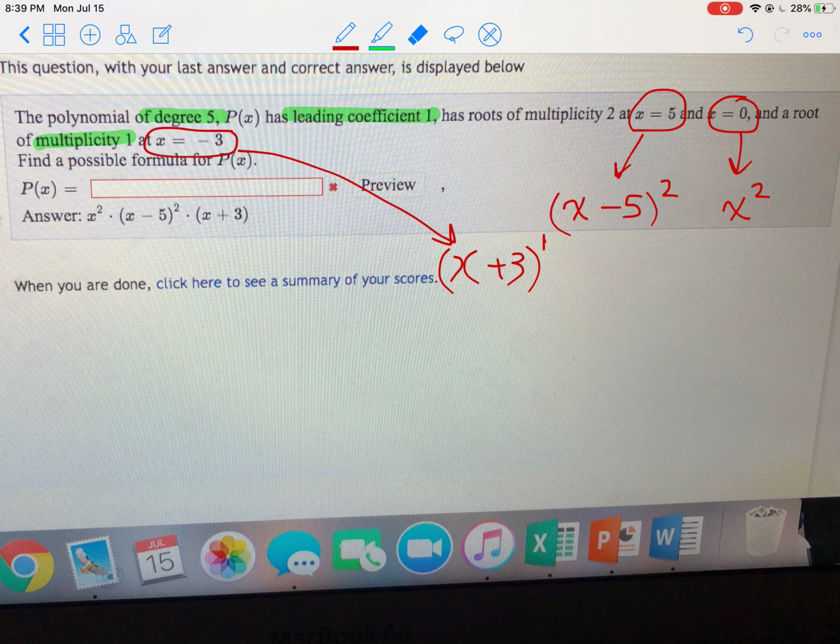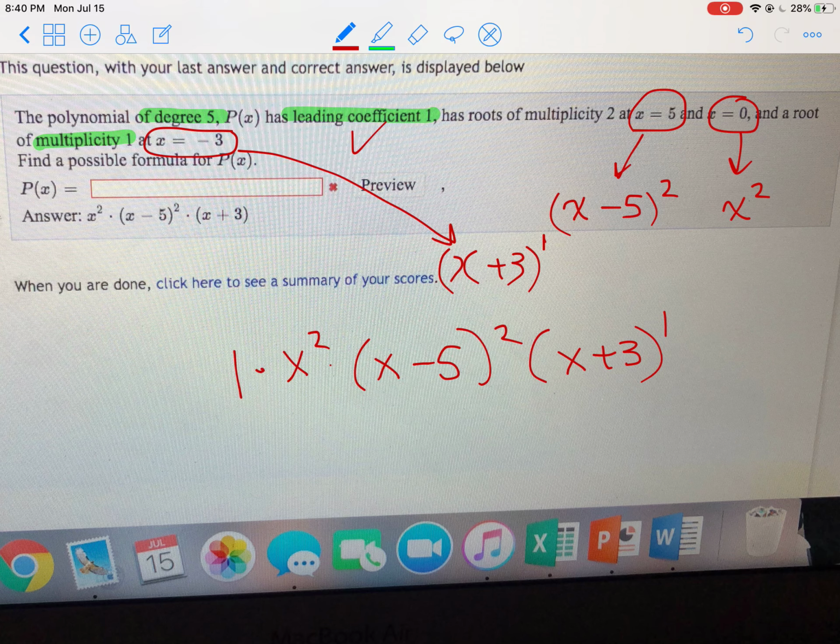All right, now let's deal with the leading coefficient. The leading coefficient is 1, so you would just put a 1 out in front, and of course 1 times anything is going to give you 1. So far what we have is, we can write it as x squared times x minus 5 squared times x plus 3 to the 1, and then all of this times the leading coefficient of 1. 1 times anything is just that thing back, so you can also just drop that times 1, and that takes care of the leading coefficient part.